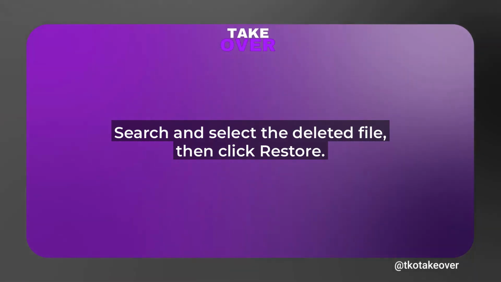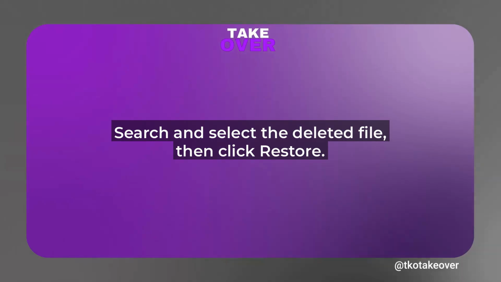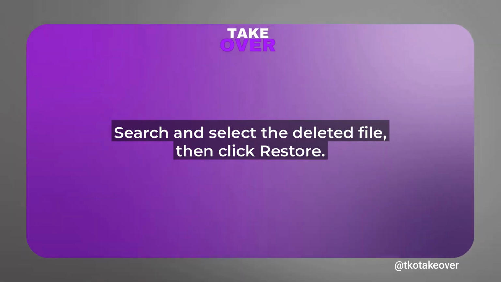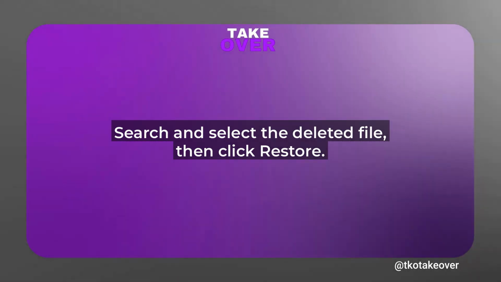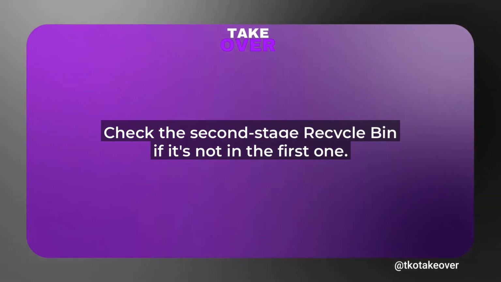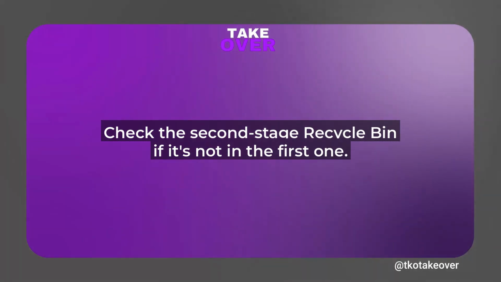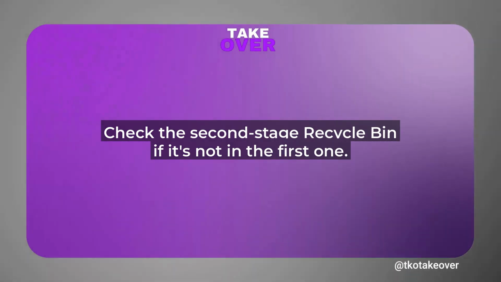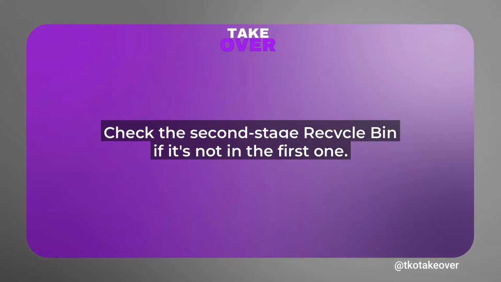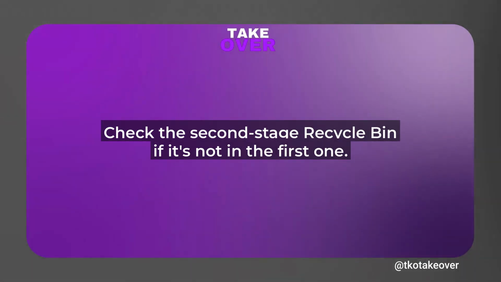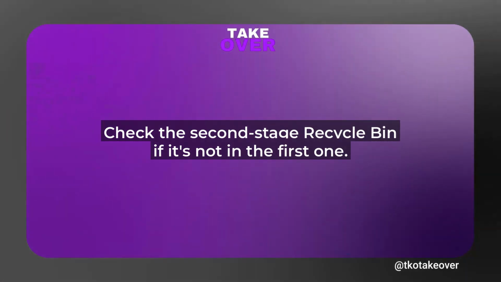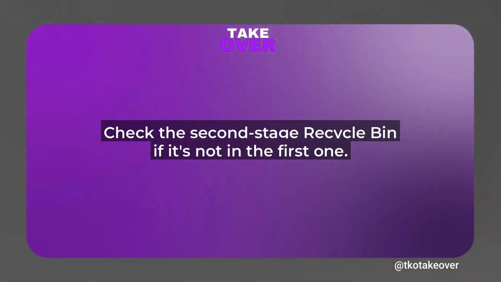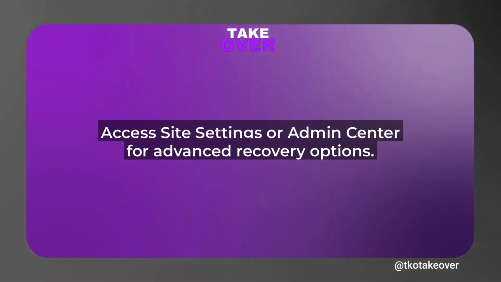But what if the file isn't there? SharePoint has a second stage recycle bin for items that have been deleted from the first one. To access this, go to the Site Settings or Admin Center, depending on your version. Look for Deleted Items or Recycle Bin under the Site Administration options. Select the file again and restore it. Remember, files in the second stage bin might be set to permanent deletion after a certain period, so act fast.